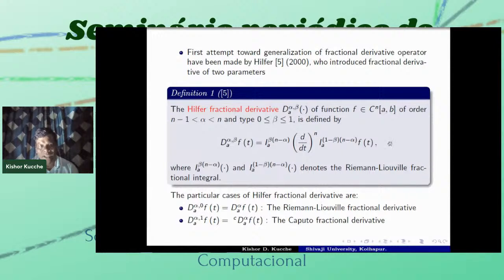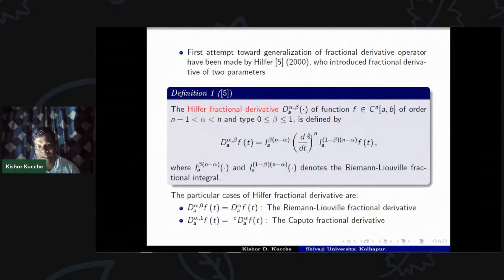This is the Hilfer fractional derivative of two parameters, and we know it interpolates between the Riemann-Liouville fractional derivative and the Caputo fractional derivative, for alpha between two consecutive natural numbers n minus 1 to n, and beta between 0 and 1, including 0 and 1. This derivative is the Riemann-Liouville fractional integral of order beta into n minus alpha, operated on the n-time classical derivative operator, operated on the Riemann-Liouville fractional integral of order 1 minus beta into n minus alpha.